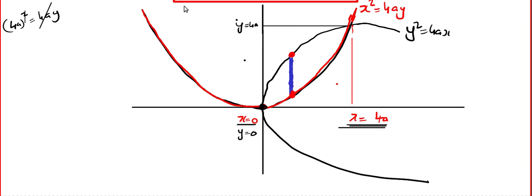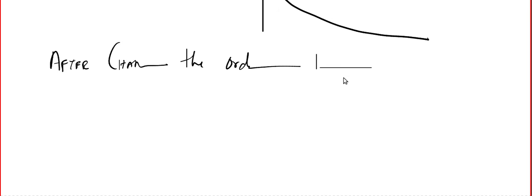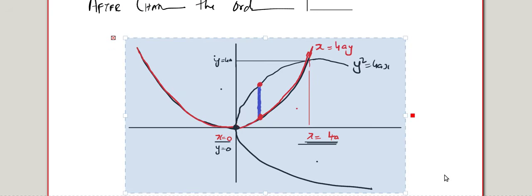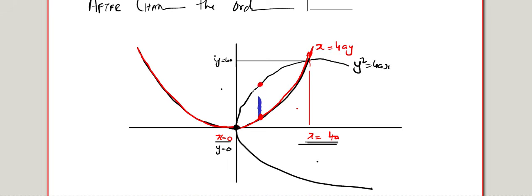Now your job is very simple. All you have to do is you have to write, after changing the order of integration. So what will you write? After changing the order of integration. Draw the same picture. One difference, don't draw the vertical strip. Instead, you have to draw a horizontal strip. That is a strip parallel to the x-axis.